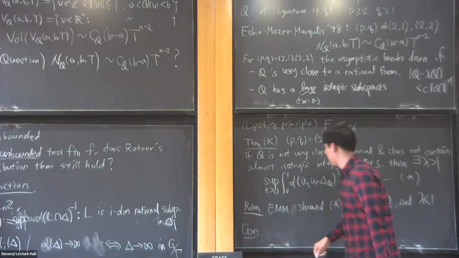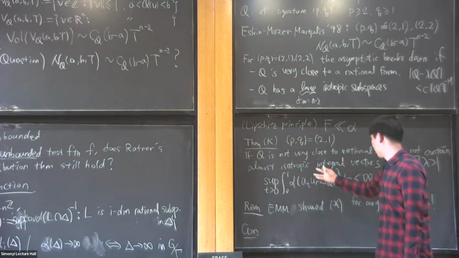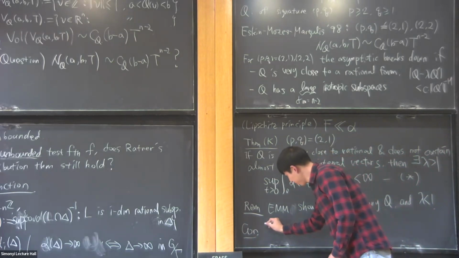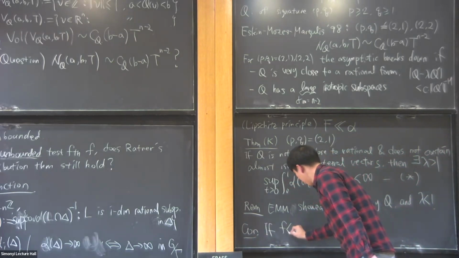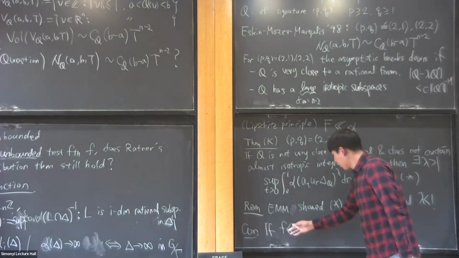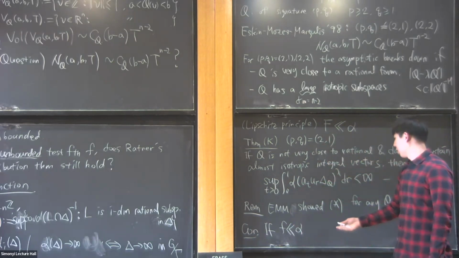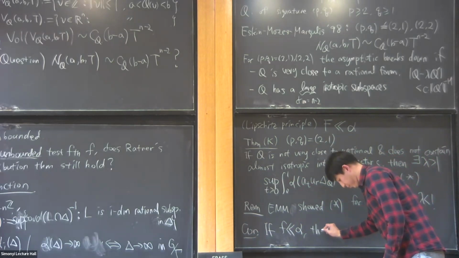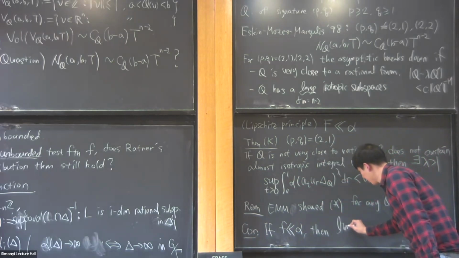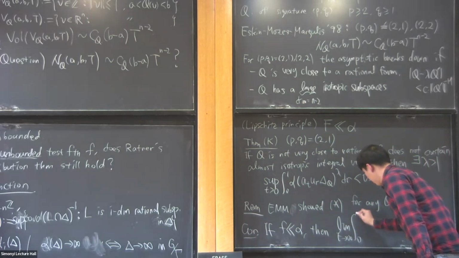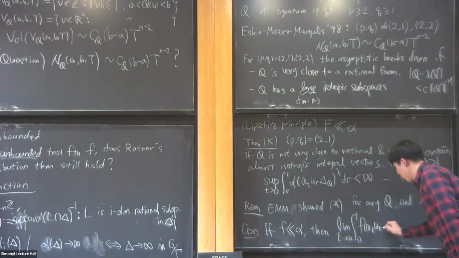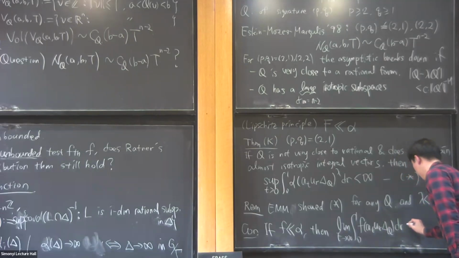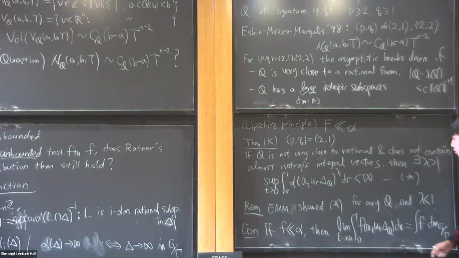So there's a corollary of this uniform boundedness result. If my continuous function f is dominated by alpha, then Latour's equidistribution theorem holds for this class of test functions, provided the closed condition.